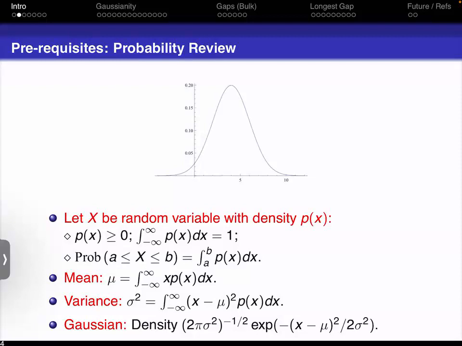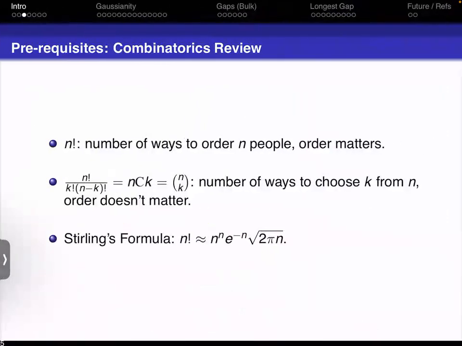Two key facts about a distribution are the mean and the variance. Has everybody seen the concept of mean and variance before? Okay, so I'm not going to spend too much time on that. The other prerequisites I need is some very elementary combinatorics. N factorial is the number of ways to order n people when order matters. So the vice president is different than the president, is different than the secretary, is different than the treasurer.